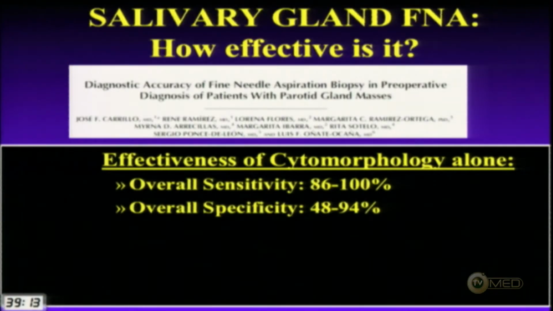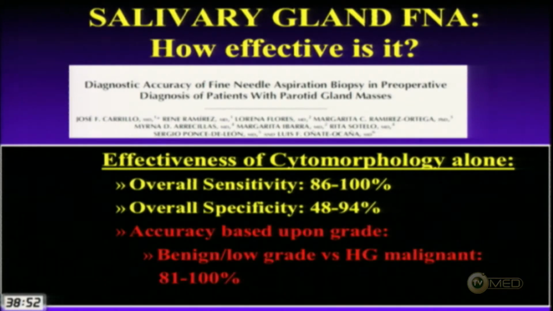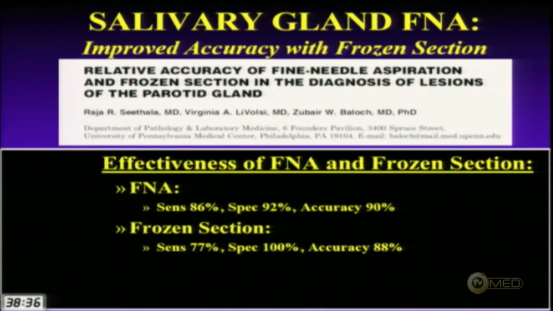So how effective is salivary gland FNA? The effectiveness overall is pretty good, especially for sensitivity in the 86 to 100% range. The overall specificity, however, has more of a spectrum, and that's because of the heterogeneous nature of the salivary gland tumors. The accuracy of salivary gland FNA varies. It's pretty good for distinguishing low-grade and benign tumors versus high-grade malignancies, but less good for a specific diagnosis.